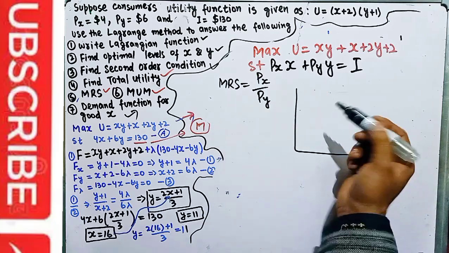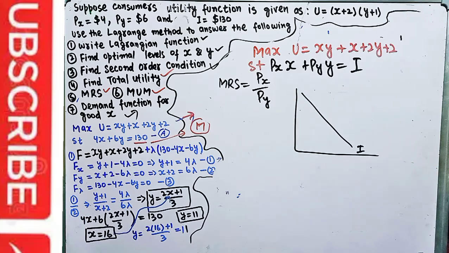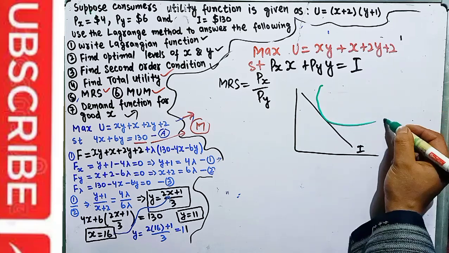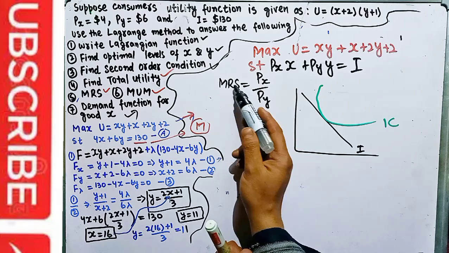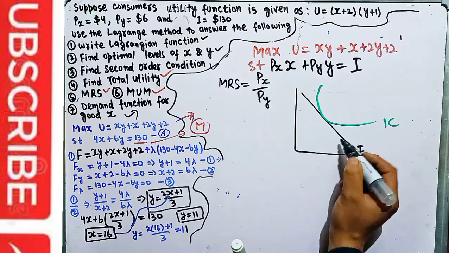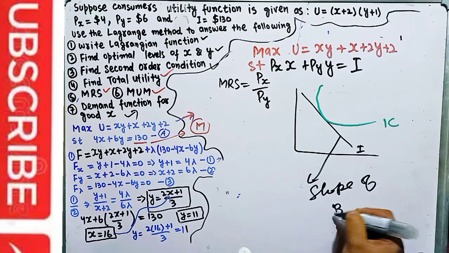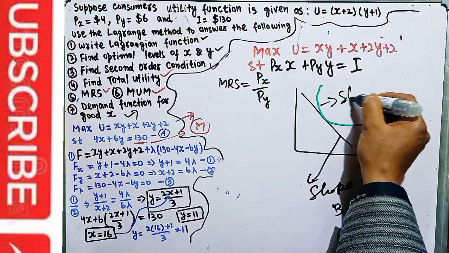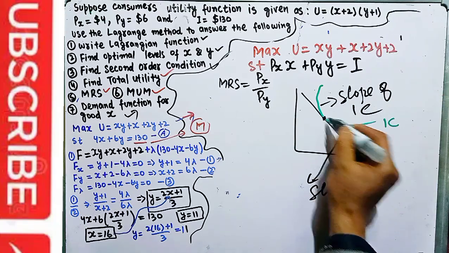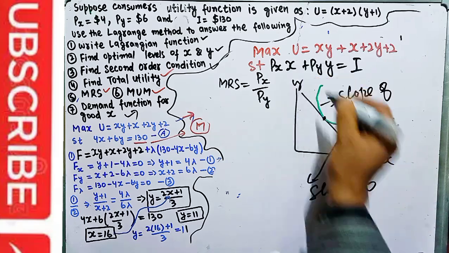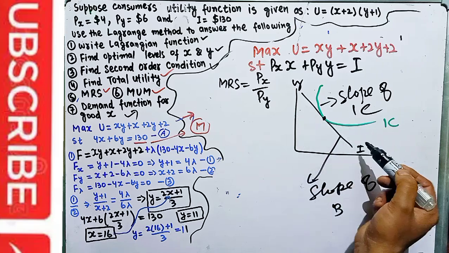Graphically it simply means, given this budget constraint, the consumer wants to reach this indifference curve. So this condition tells us that the marginal rate of substitution should be equal to the ratio of the prices. Px upon Py means the slope of the budget line, and this MRS means the slope of the indifference curve. So at the tangency point, let us say this is x, this is y, at the point of tangency the slope of the indifference curve and the slope of the budget line are equal.